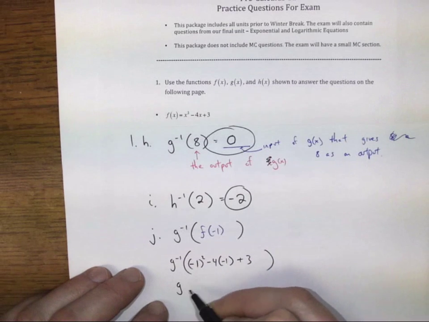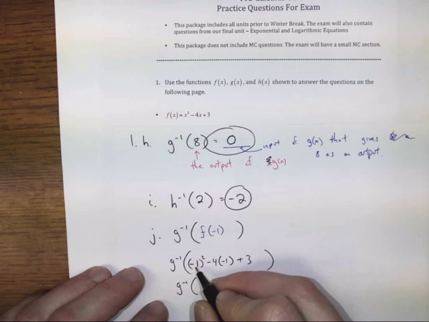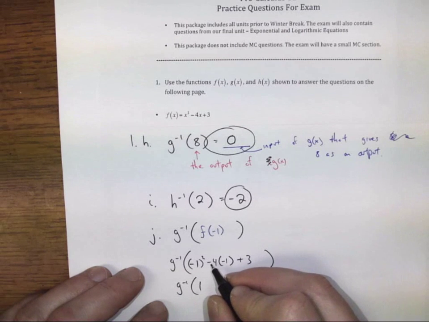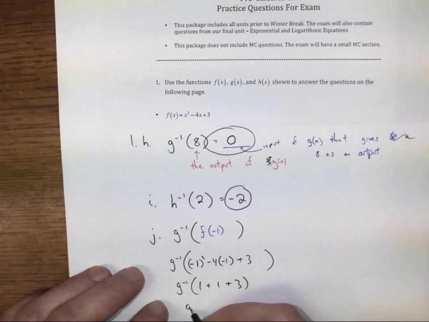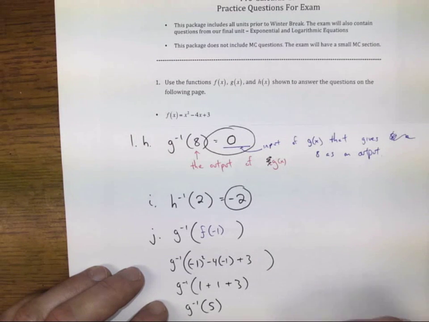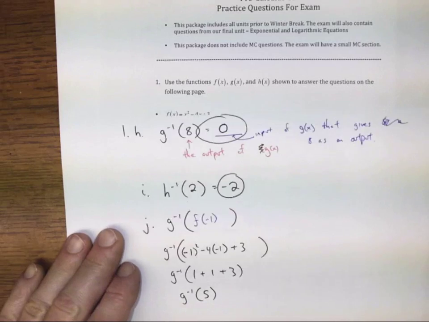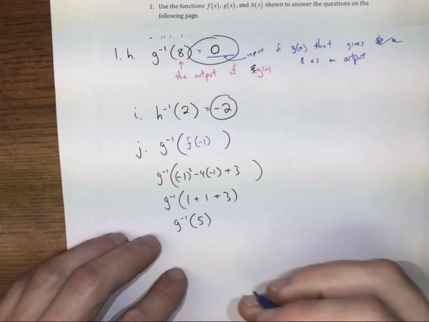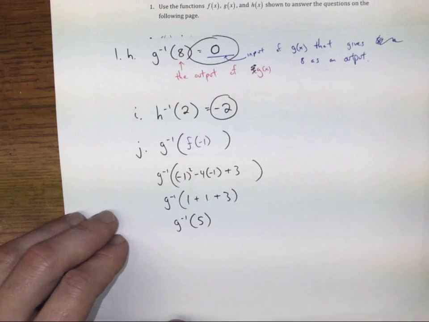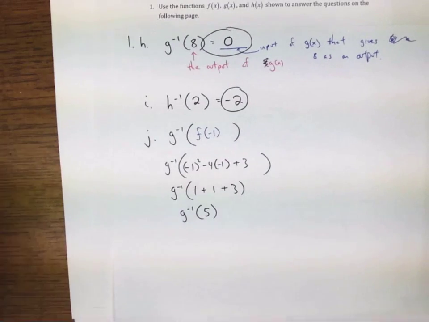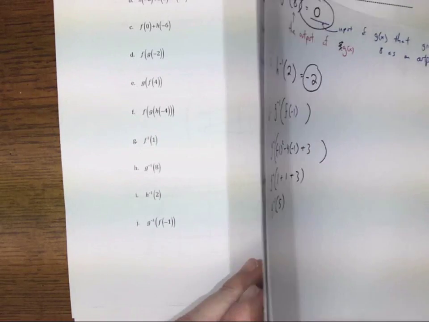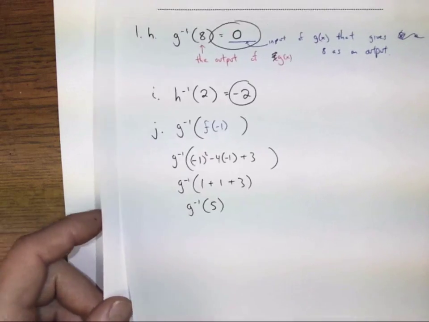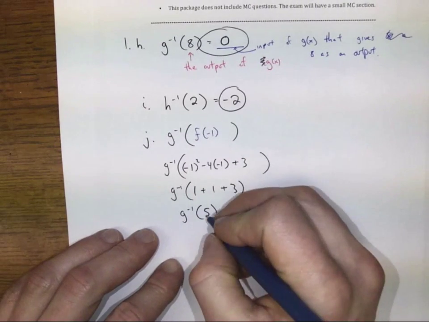So it's going to give us g of negative 1, and it's going to be negative 1 squared, which is 1. Negative 4 times negative 1 is plus 4, plus 3. So we're really looking for g inverse of 5. And just so we're clear here, again, what we're really looking for, did I write the right letter? Is that h? Just want to double check there. That seems a little familiar. Yeah, no. Okay. Good. So g inverse of 5.